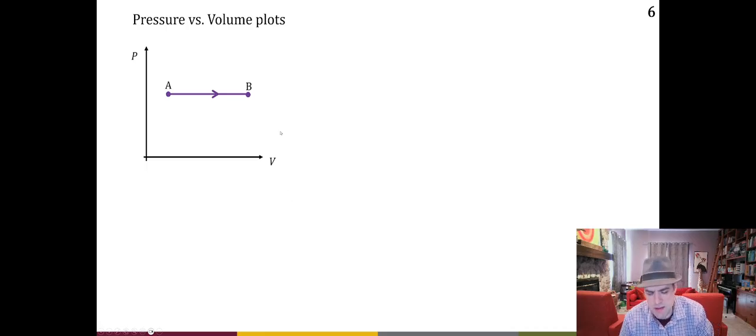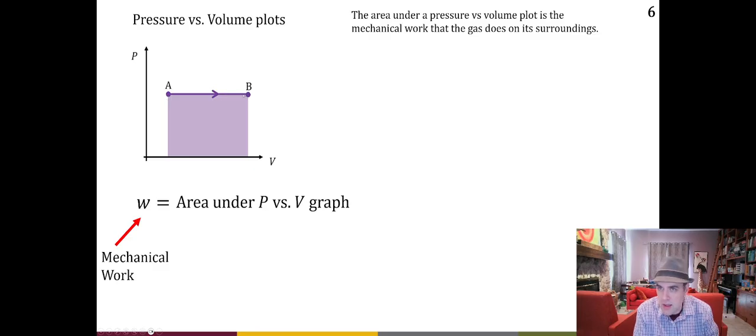Another way to think about these kinds of transitions is with a pressure versus volume plot. So here on the vertical axis, we have pressure, and on the horizontal axis, we have volume. So let's say we start at some certain pressure and volume at point A, and then we change the pressure and volume to a different condition, point B. Now we do this with this arrow here. So you see along this arrow, the pressure is maintaining the same constant value. And the area under this graph is the mechanical work that the gas is doing. So the area under a pressure versus volume graph is the mechanical work that the gas is doing.